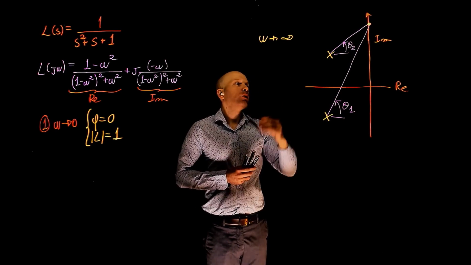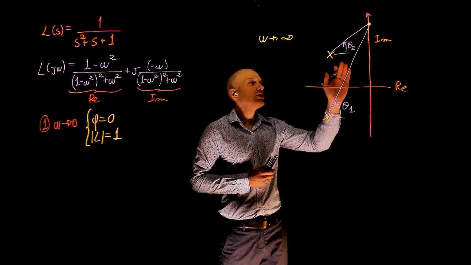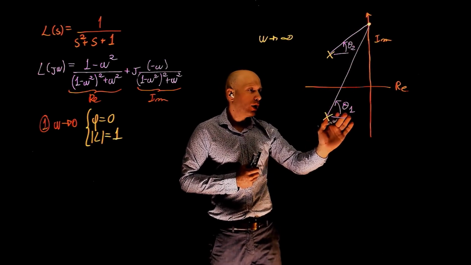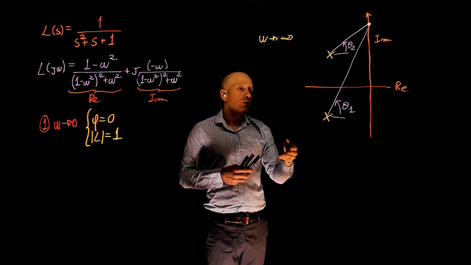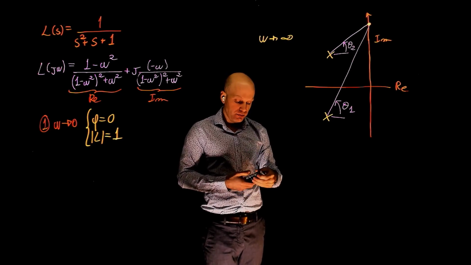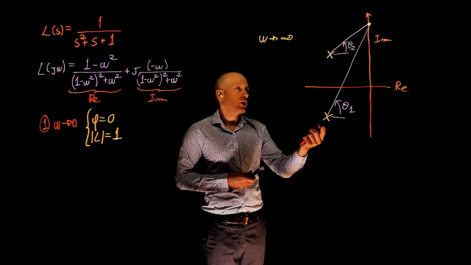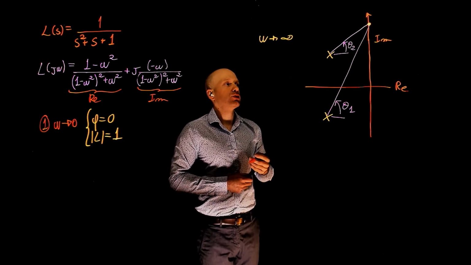Now we know that the frequency tends to infinity. As this point tends to infinity, what are the angles theta 1 and theta 2? Well, clearly they will tend to 90 degrees each. Theta 1 tends to 90 degrees and theta 2 also tends to 90 degrees.